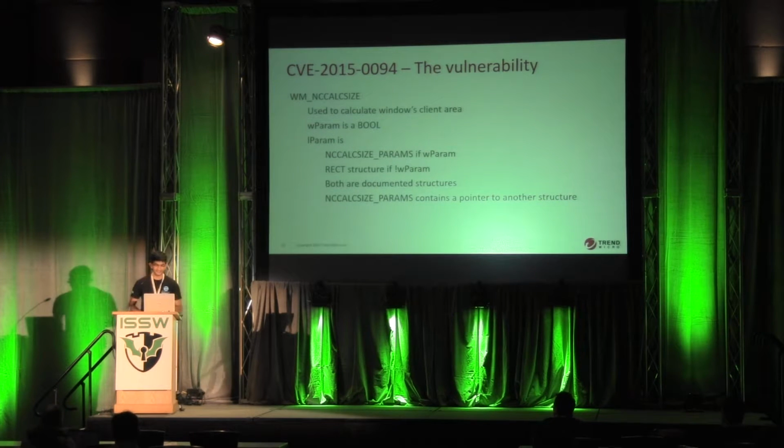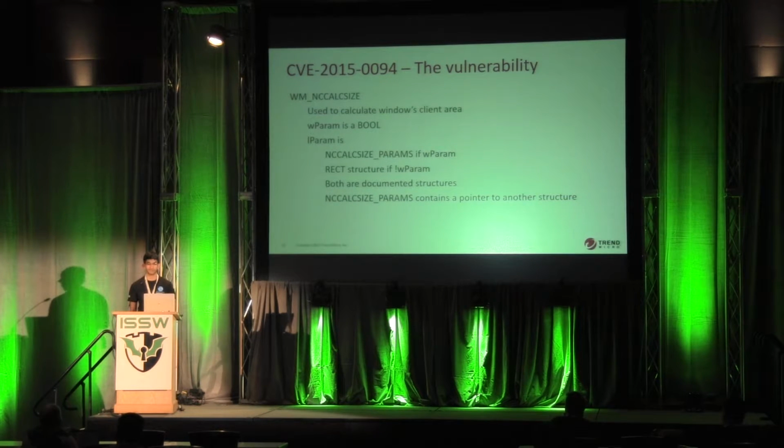So the vulnerability itself, the WM_NCCALCSIZE, specifically stands for non-client calc size. It's used to calculate a window's client area, and in this case, the result is completely dependent on whatever the client wants to say. And client in this case means the userland code that owns the thread or process running the userland code that owns the window.